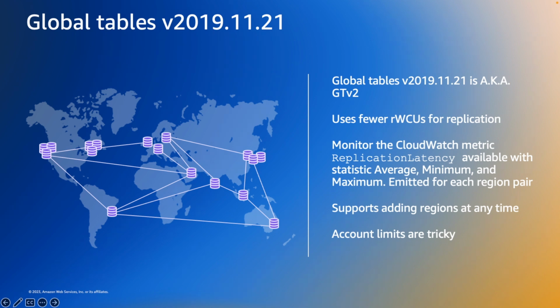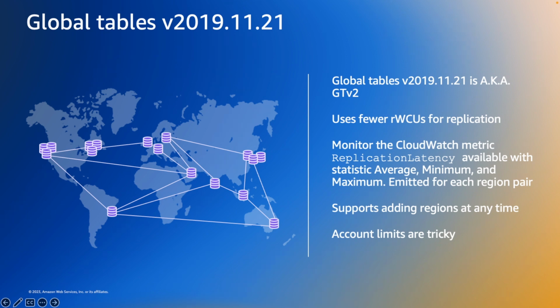So anyways, we know that replicated write capacity units are going to be used for replication. GT 2019 uses fewer of them because it doesn't have what's called a write expansion factor, which was common with GT 2017. So please use it. It will be cheaper. Now, if you're on the old version, you can migrate. We have documentation on that, which discusses the changes to the stream records.